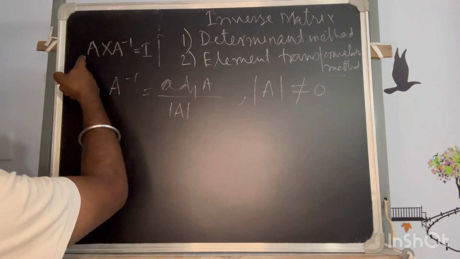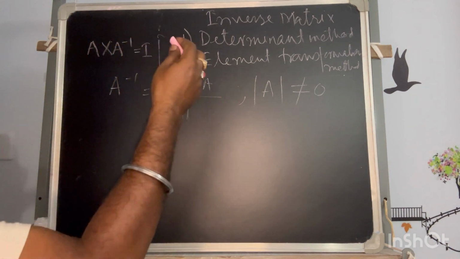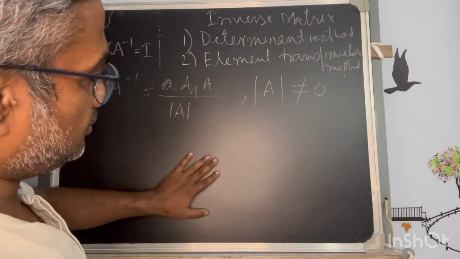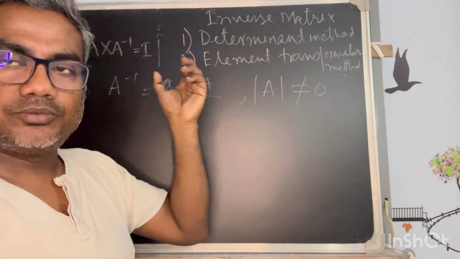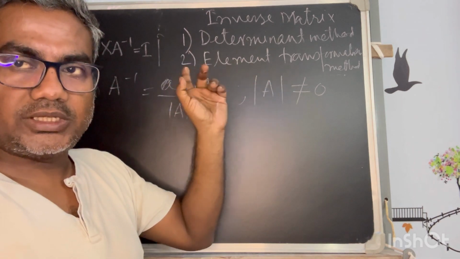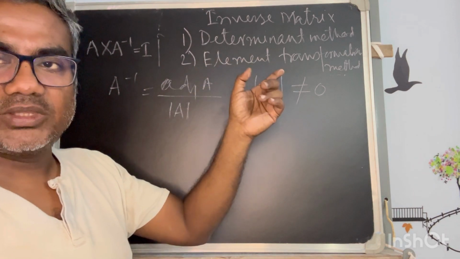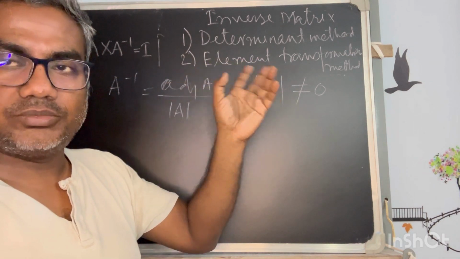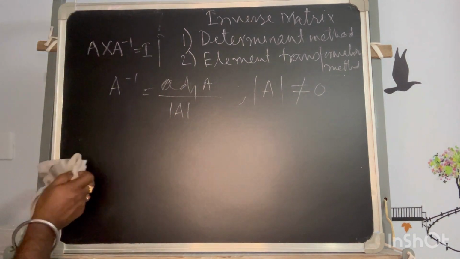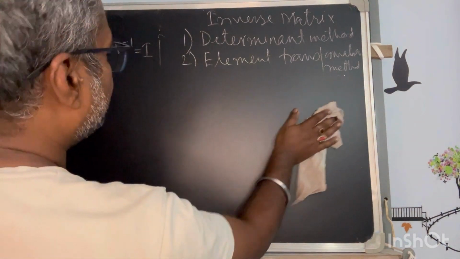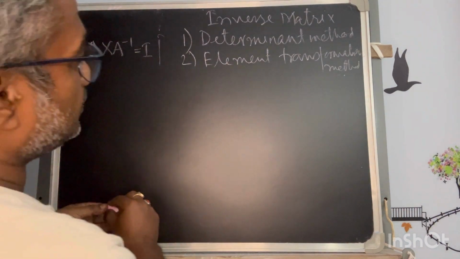Also I have said, if the product of two matrices is a unit matrix or identity matrix, then either of them could be the inverse of the other one. So A into B, if it is a unit matrix, then A could be the inverse of B, or B could be the inverse of A. That is also done. So the next one is the elementary method.